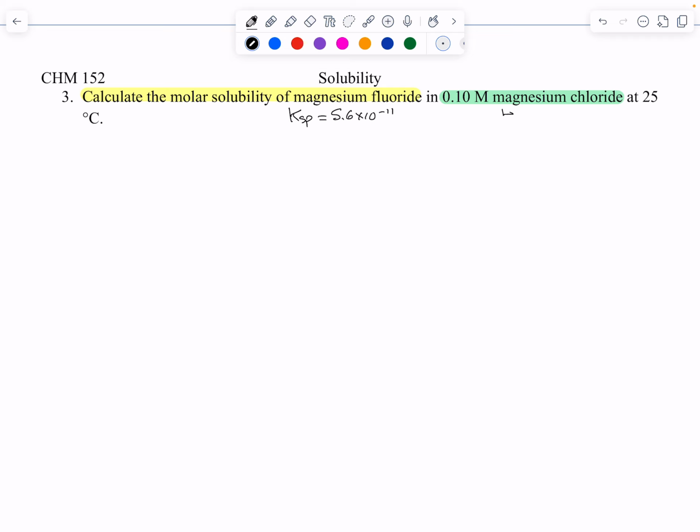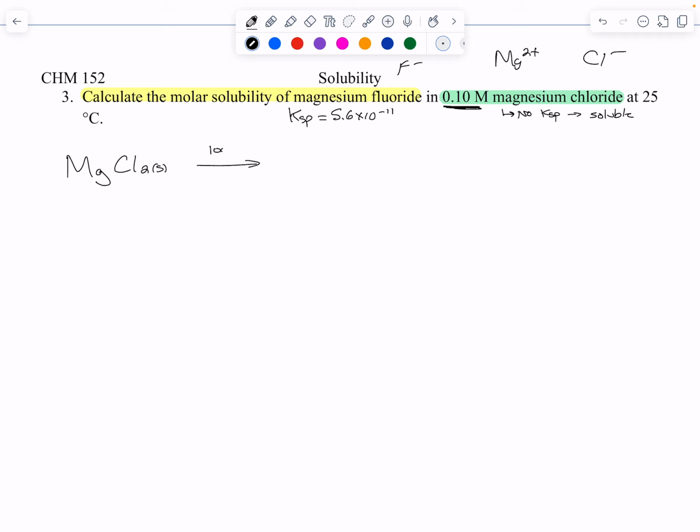Magnesium chloride has no KSP, and it is soluble. All right? And we can assume it's soluble because it gives you a concentration of 0.1 molar. And so if we look at this, we have magnesium chloride, which magnesium is Mg2+, right? And then chloride is Cl-, fluoride is F-. So magnesium chloride, MgCl2, solid.